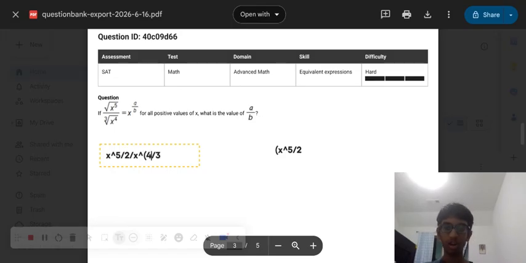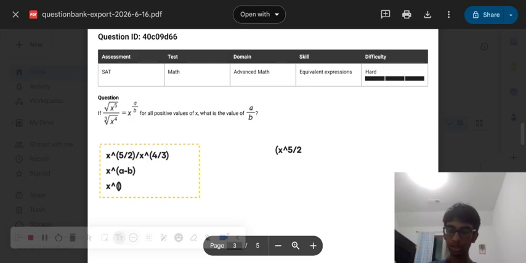This looks really complicated, but it's actually easier than it looks, especially if you're doing this on paper. From our exponent rules, we know that if you have x to something divided by x to another something, we just subtract, where a is our numerator exponent term and b is our denominator exponent term. So that means it would be x to the 5 over 2 minus 4 over 3. And what does that get us?